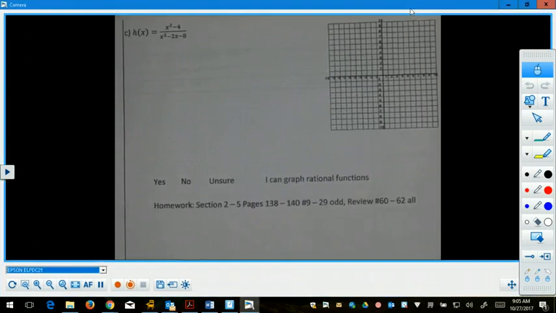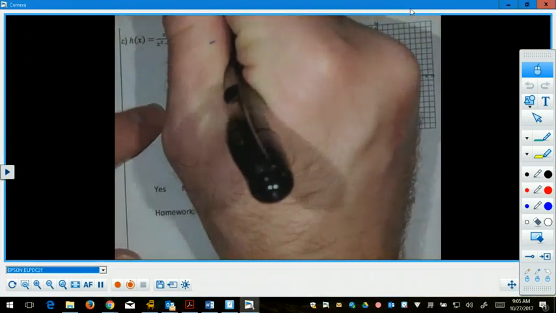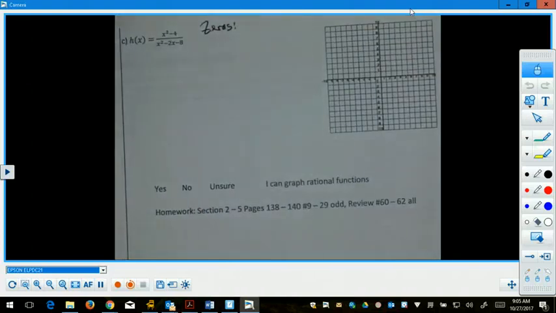All right, who could tell me the zeros or the intercepts? What are the zeros and the y-intercept?